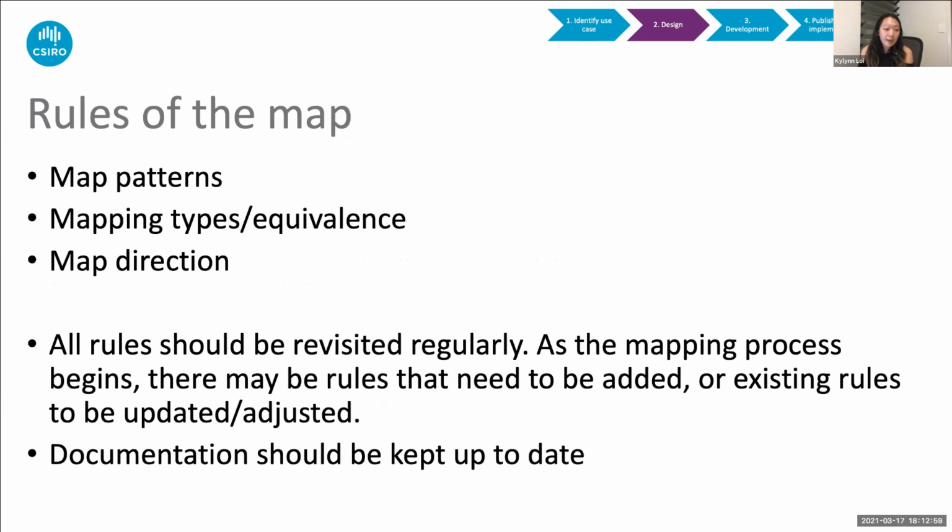So for rules of the map, generally there are 3 different types: map patterns, mapping types or equivalents, and map directions. All of these rules need to be revisited regularly, because as the mapping process begins, there may be some rules that need to be added or existing rules that need to be updated or adjusted, and you should keep your documentation up to date with all of these rules.